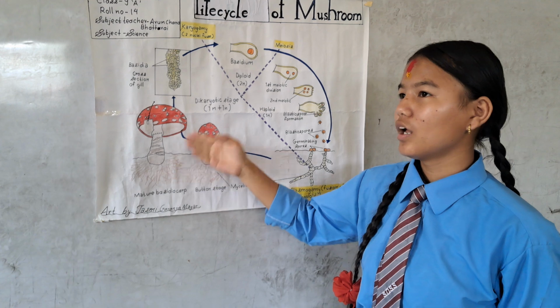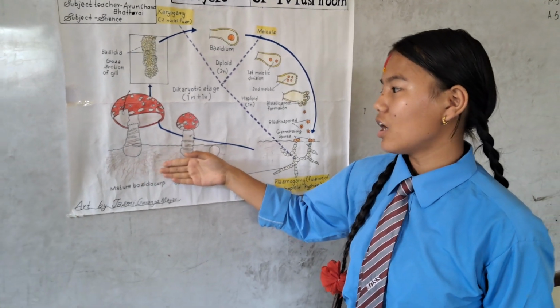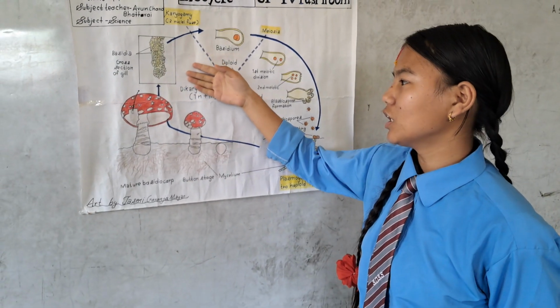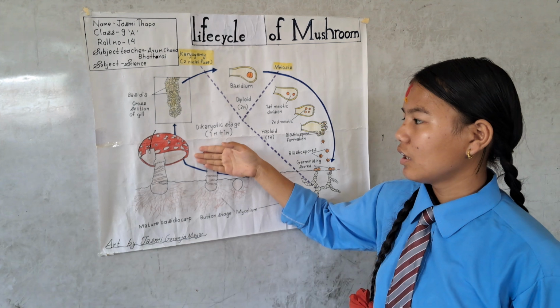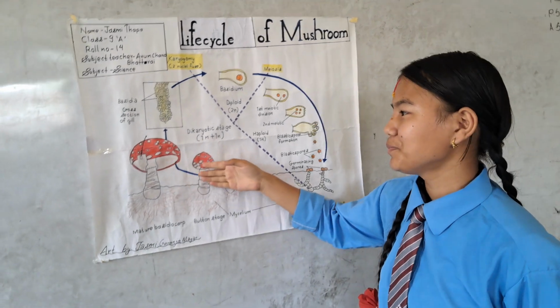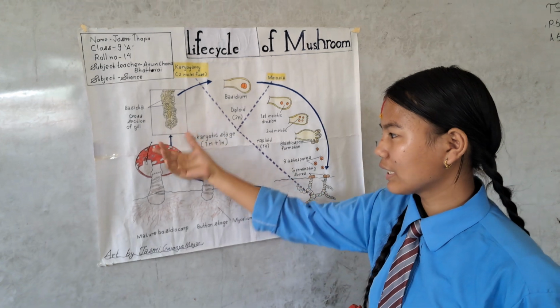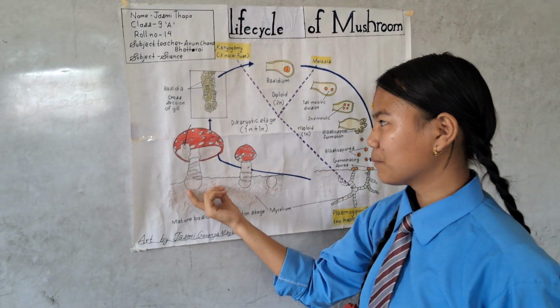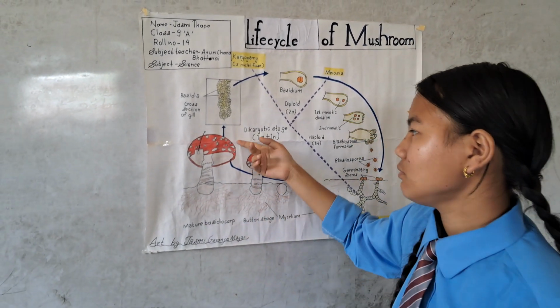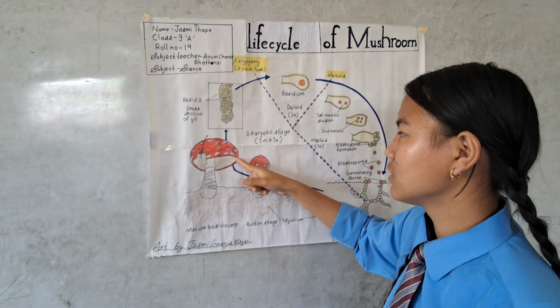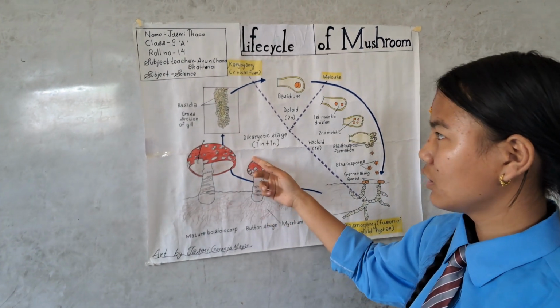Mycelium absorbs water and organic food materials. The fruiting body is the reproductive part of the mushroom. The upper structure is called pileus and the rudimentary structure is called the stalk. And under the pileus, the soft part is called gills.